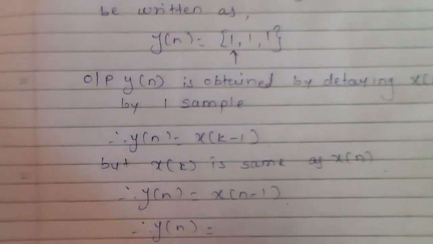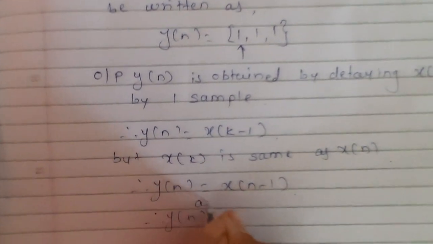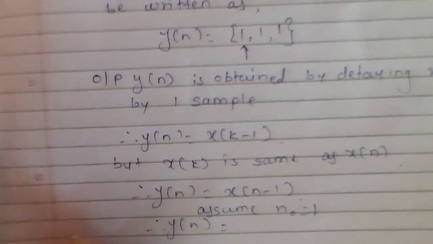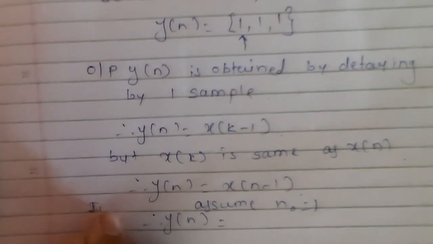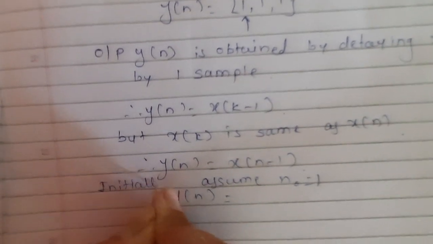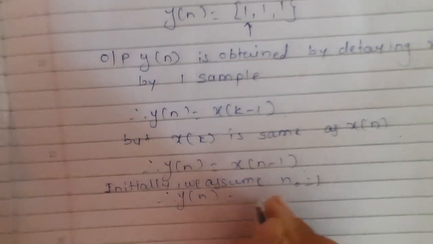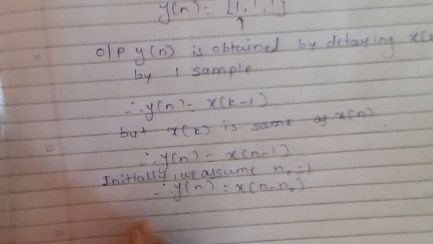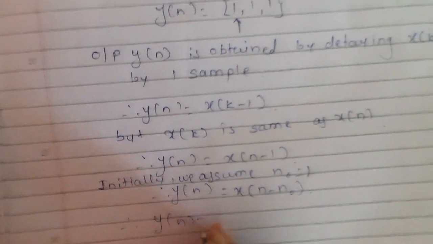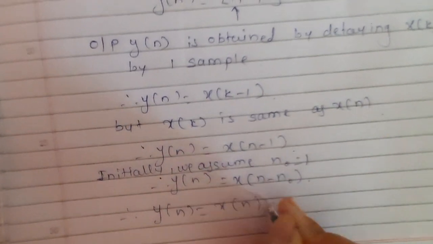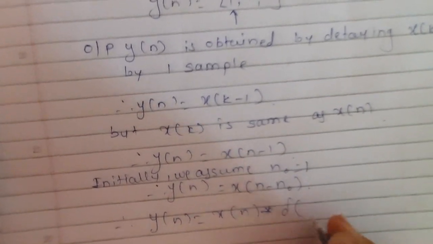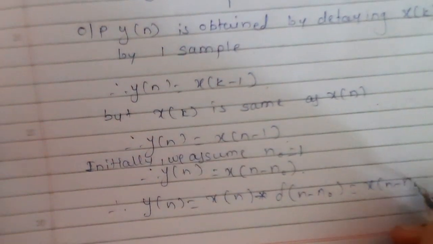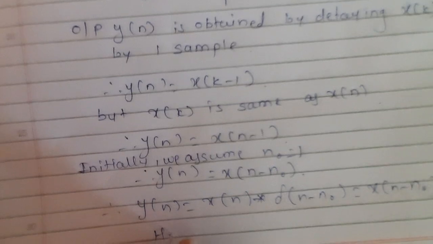Now here we assume n0 is equal to 1, that is the initial condition. Initially we assume n0 is equal to 1, so x of n minus n0, so y of n is equal to x of n convolution, so it is proved, hence it is proved.